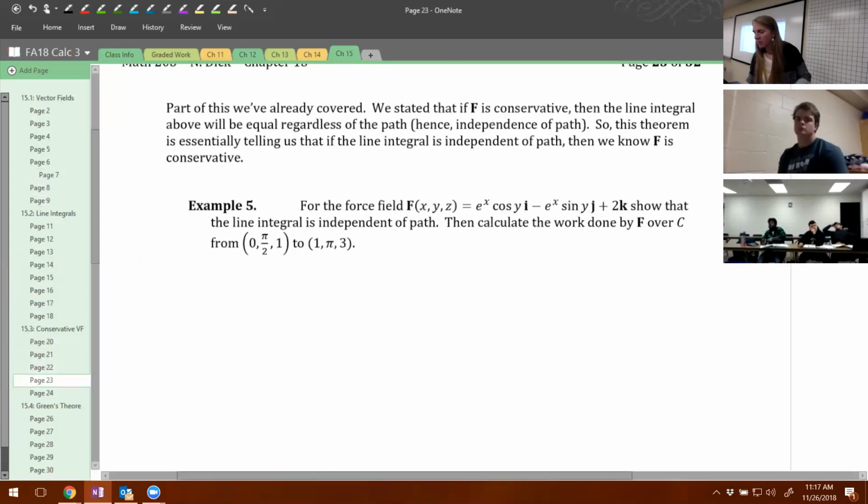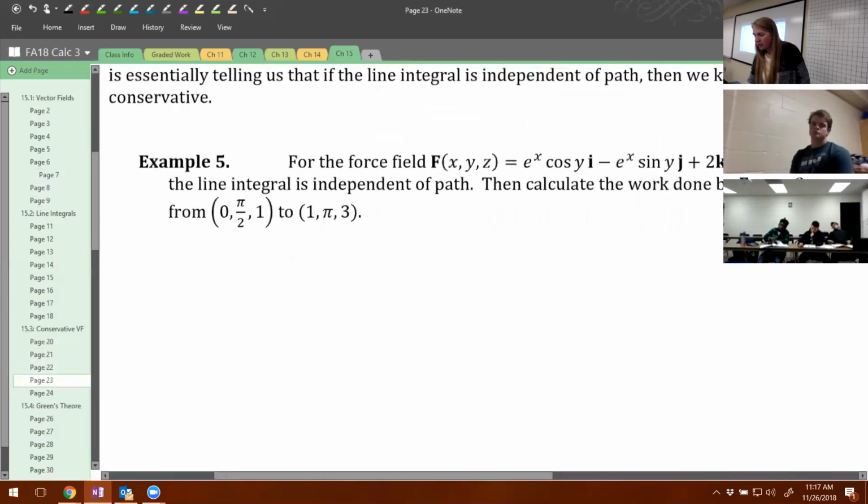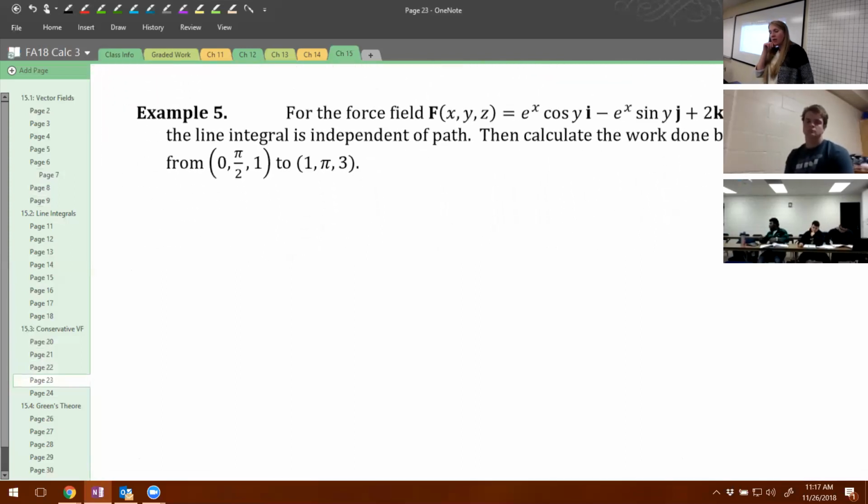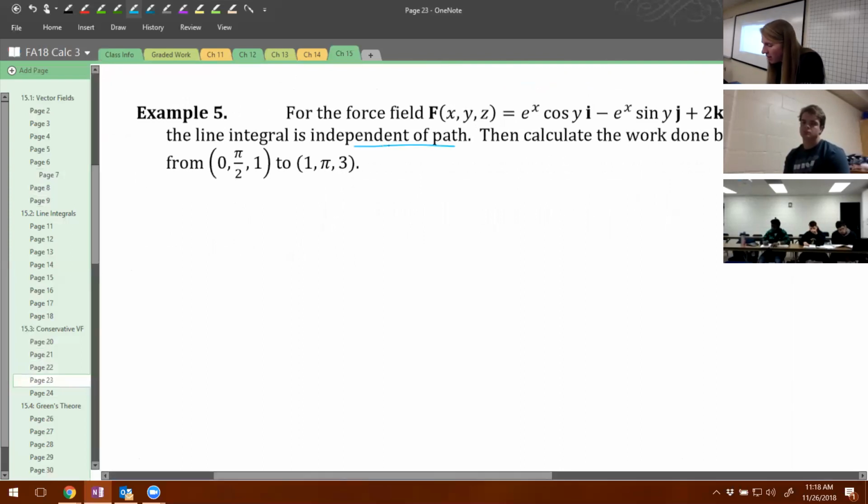Okay, I remember what this one was. I'm not going to pay attention to that. It's basically what I just said. Example 5. For the force field given by that whole big function there, show the line integral is independent of path, and calculate the work done by F over C from point to point there. Instead of being given the curve, I'm not really told there is some curve there. This is really just reminding us, like we just said, that if we're told something is independent of path, we can show that by showing it's conservative.